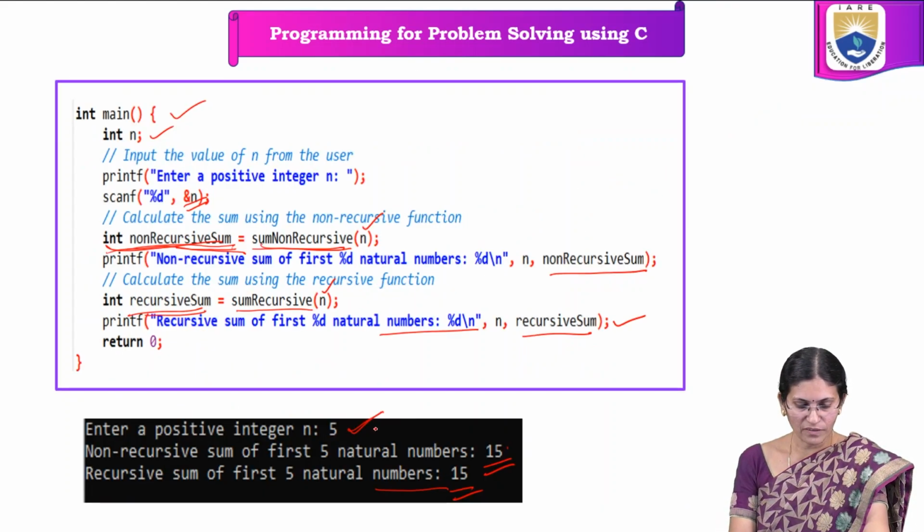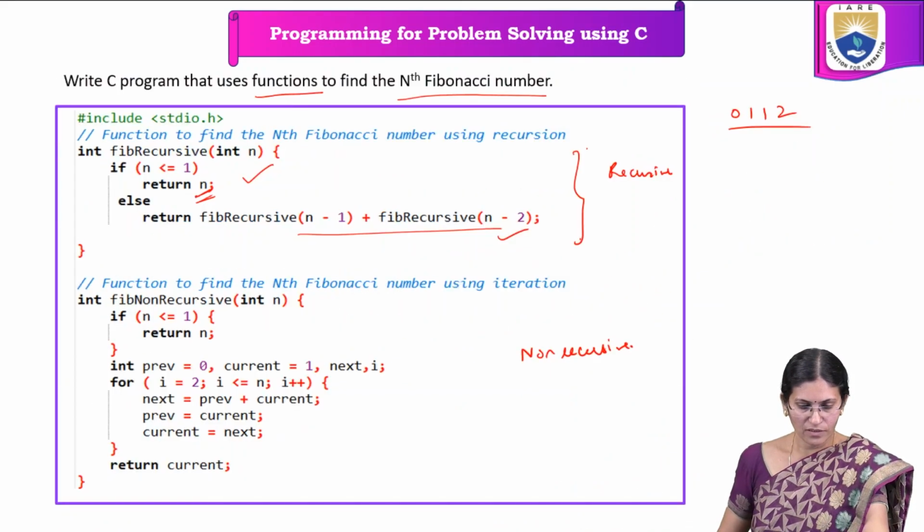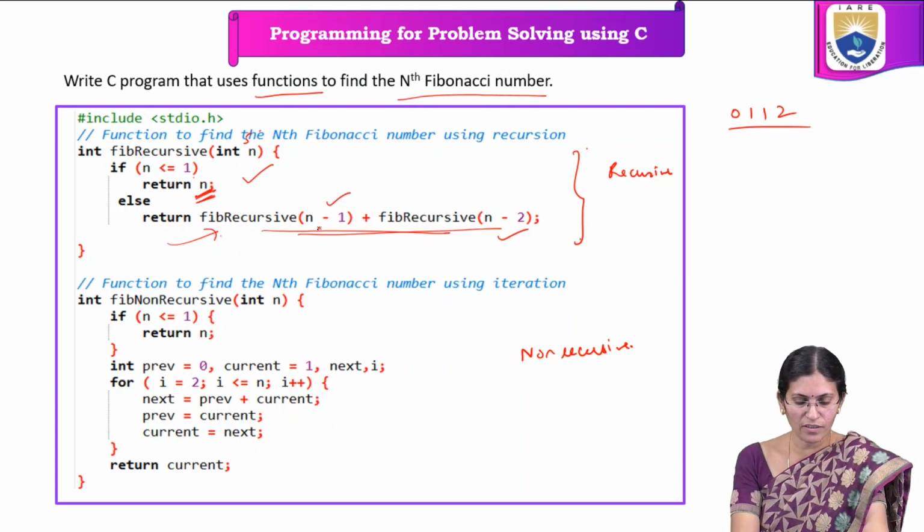Suppose we pass a value 5 here. So n value is assigned 5. Is 5 less than or equal to 1? This condition becomes false, so therefore the else statement is executed. Again this will call Fibonacci recursive of 5 minus 1, that is 4. Here it will call 5 minus 2, that is 3.